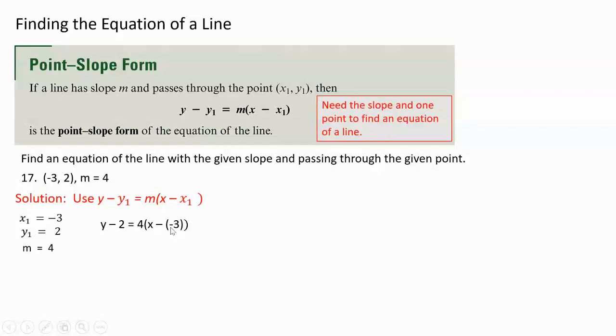So here, x minus negative 3 will give us x plus 3. Now we have to distribute. We have 4 times x, and 4 times 3 is 12, so y minus 2 equals 4x plus 12. Now we're going to add 2 to both sides. So we have 4x plus 14. This is the equation of the line in slope-intercept form.